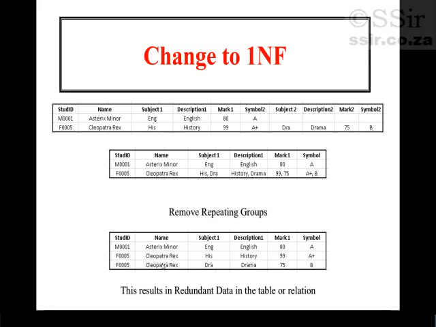And this third row is now redundant data. I have Cleopatra Rex in it again, and I have a subject and a description and a mark and a symbol. But redundant data is better than repeating groups. And that's a prerequisite for first normal form, that we get rid of repeating groups. So we've achieved one of the steps of first normal form, and that is to remove repeating groups, even though we end up with redundant data.